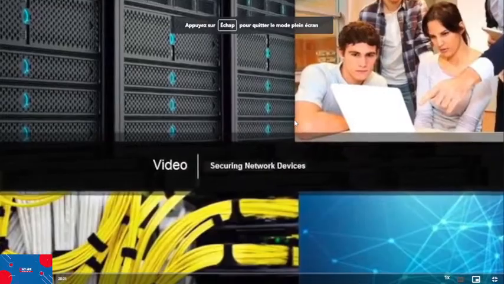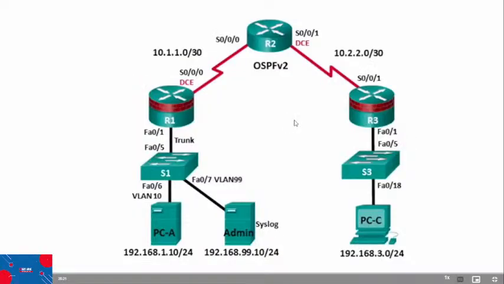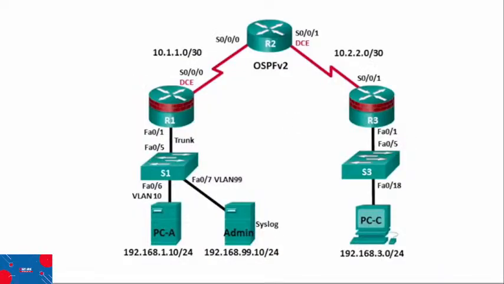Focuses on securing network devices. I have a network set up, and I have all of my interfaces up. I've got IP addresses configured, and I even have OSPF version 2 routing protocol running between all of my routers, so I can communicate from the 1 network or this 99 network all the way over to the 3 network over here. But I haven't configured any security.